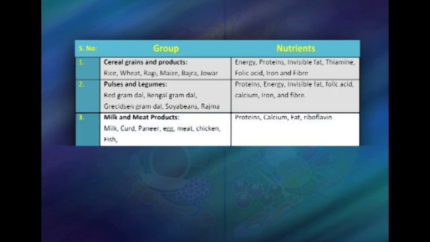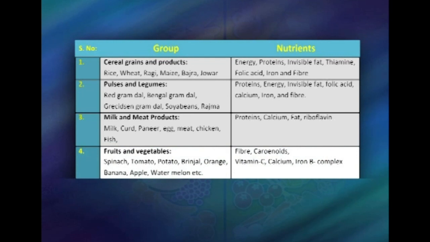Then coming to the third group. Third group is milk and meat products. So all the milk products like paneer, cheese, curd and the other meat products like chicken, fish, egg. These basically provide proteins. They are also good sources of calcium, fat and riboflavin.